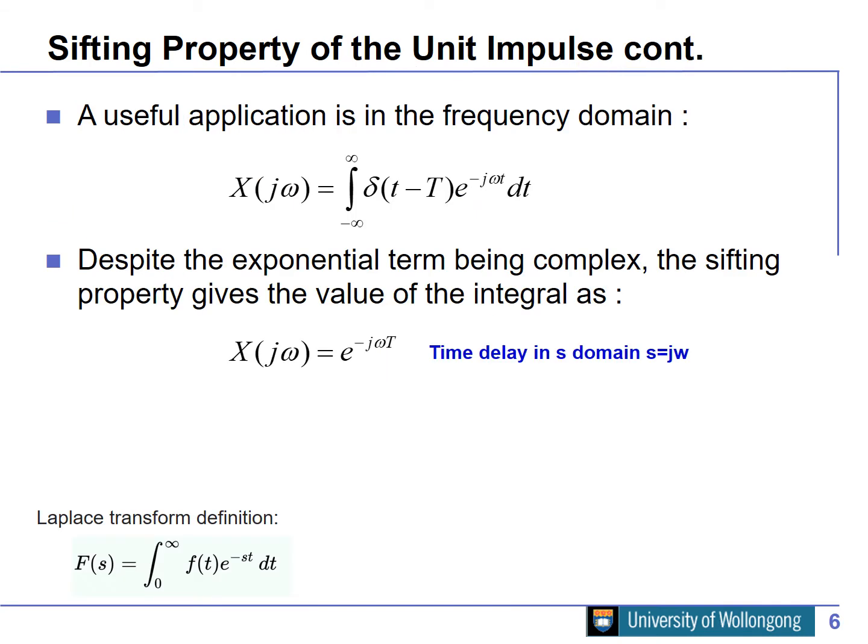A useful application is in the frequency domain. Remember, all we mentioned here is all continuous time signal. Okay, or the x(t), delta(t), they are all continuous signal. So let's look at the signal in frequency domain. So we do a Laplace transform of the delta(t), this is our delta(t) with shifting with capital T. Okay, you do the calculation, what you get is this e to the negative j omega T.